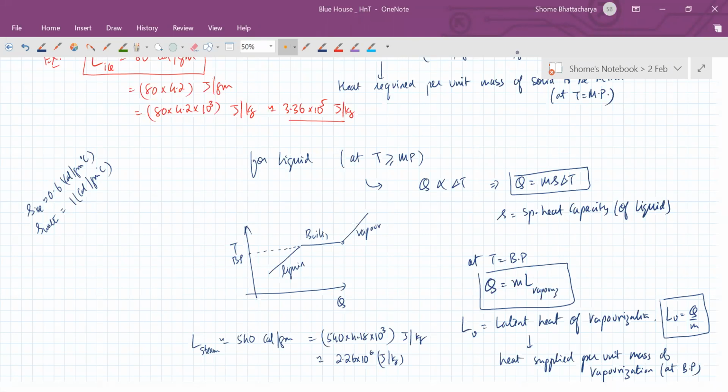Yes, Viraj, that's correct. For latent heat, the SI unit is joules per kg, but the common unit is calorie per gram.